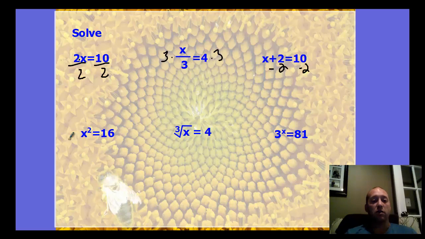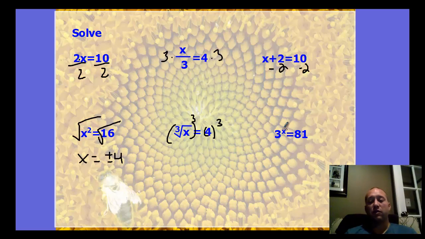Here it's x squared. The opposite there is going to be square rooting. And from last try, we should know that that x value is going to equal plus or minus 4. Don't forget plus or minus. Here we're doing the cube root, so the inverse of that is doing the cube power.